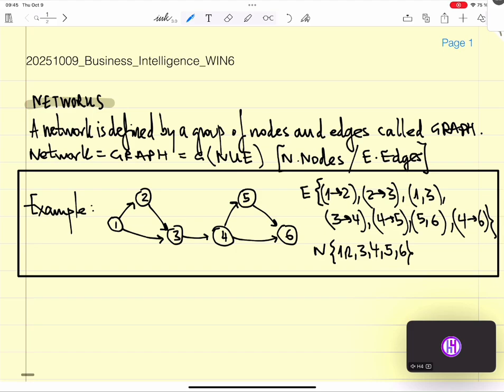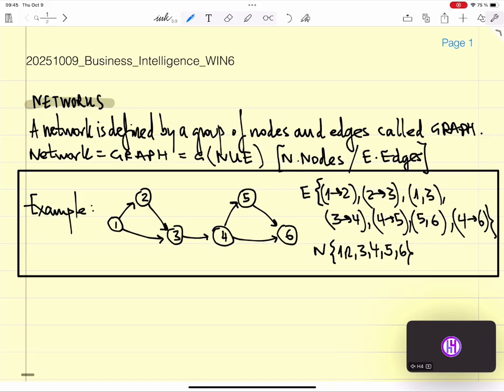We have networks. This is our topic today. A network is defined by a group of nodes and edges, called a graph. Okay, and a graph is what we will look at today. It is a set of nodes and edges.